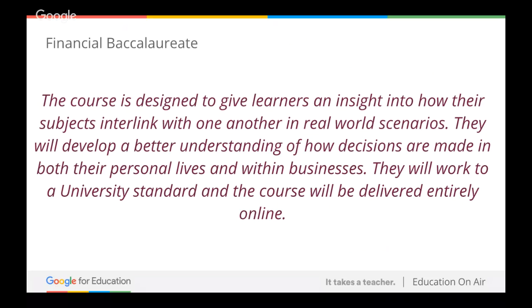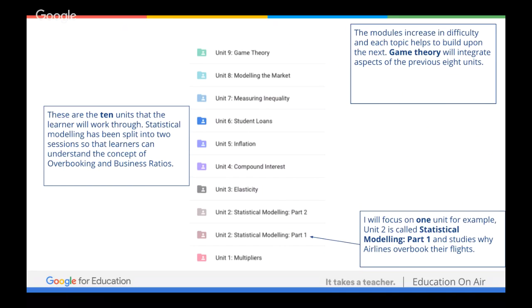Students are supposed to be getting a better understanding of how decisions are made in both their personal lives and within businesses. For this baccalaureate, I have ensured that we've covered topics that they are likely to study at university and that also have real life applications. So we've looked at things like student loans, inflation. Compound interest was a very, very exciting one to look at when they could see how much debt they might end up in or how much money they could end up saving if they started saving now.